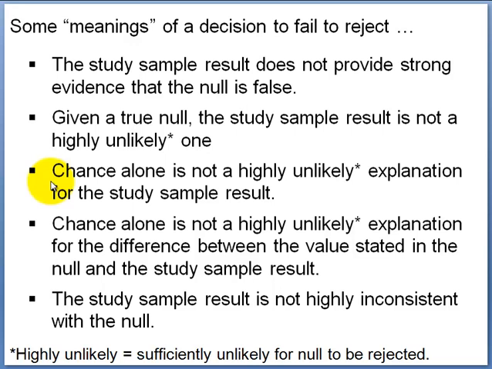Chance alone could perfectly well, and not rarely, produce results as extreme as yours. So therefore you're going to retain the null. You're going to fail to reject it. And let's go to this one. The study result is not highly inconsistent with the null. It's not necessarily that your result is consistent with the null, but your result is not strongly inconsistent with it. It's not so different from the null that it suggests to you that the null is likely false.